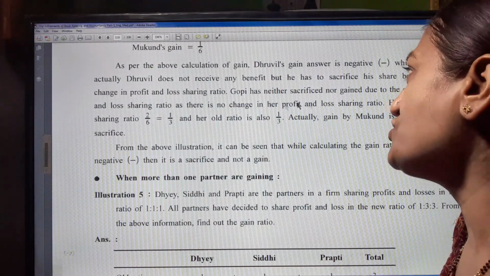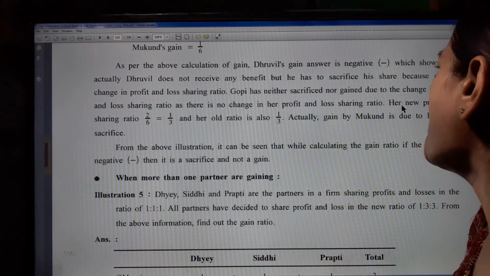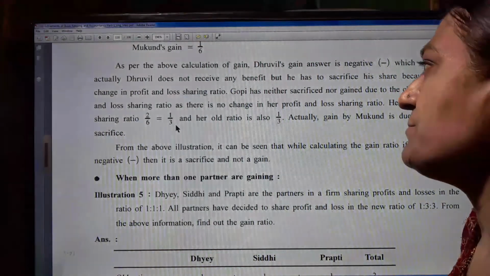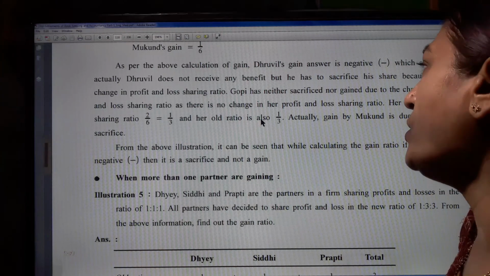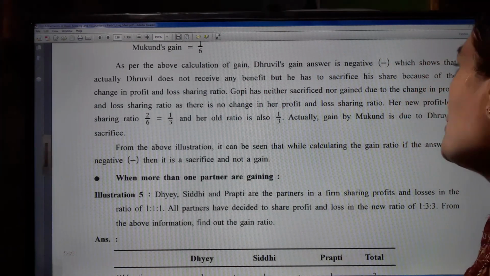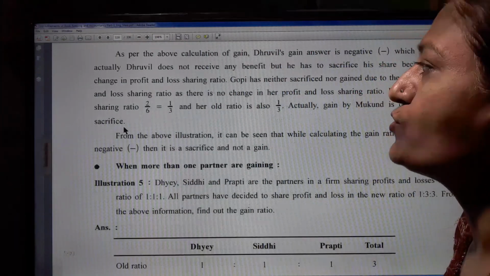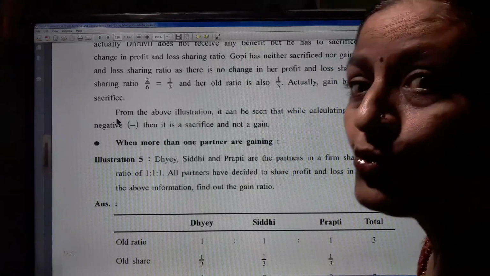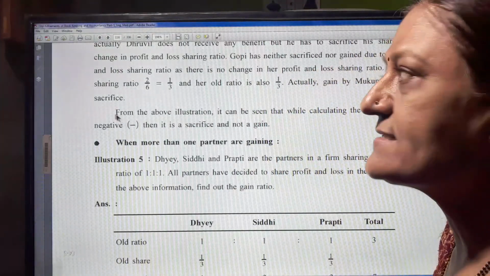As per this, there is no change in Gopi's profit and loss sharing ratio. Her new profit loss sharing ratio 2 by 6 is equal to 1 by 3, and her old ratio is also 1 by 3. Actually, the gain by Mukund is due to Dhruvil's sacrifice. Dhruvil makes the sacrifice, and Mukund actually receives this sacrifice as a gain.